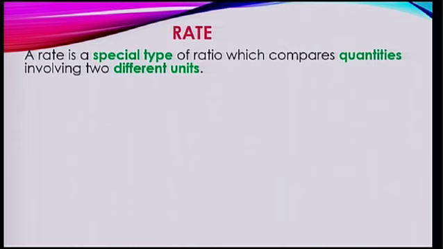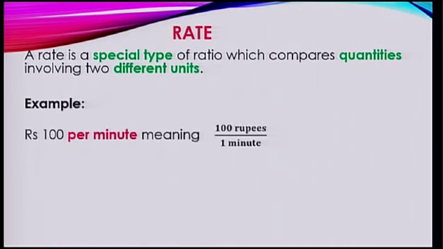A rate is a special type of ratio which compares quantities involving two different units. You did ratio in grade 7. So let's see an example. Suppose that you have 100 rupees per minute. What does that mean, 100 rupees per minute? It means 100 rupees over 1 minute. That is, for each 1 minute, you're getting 100 rupees.